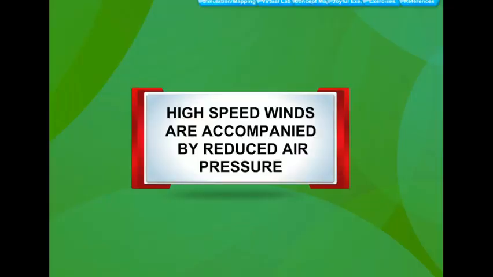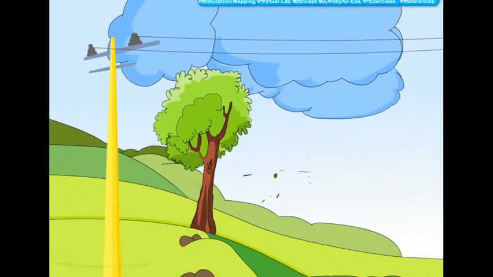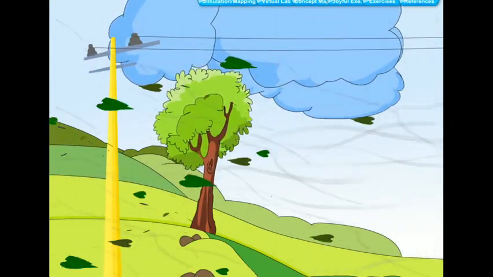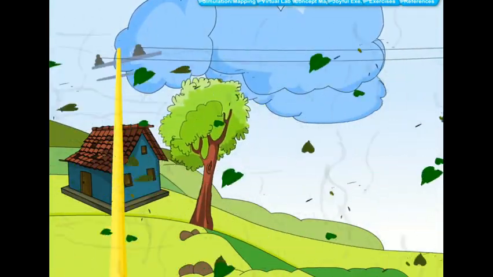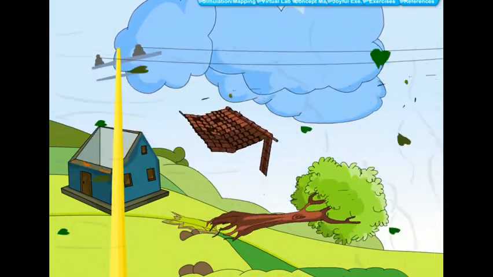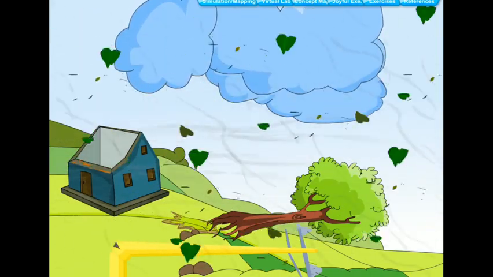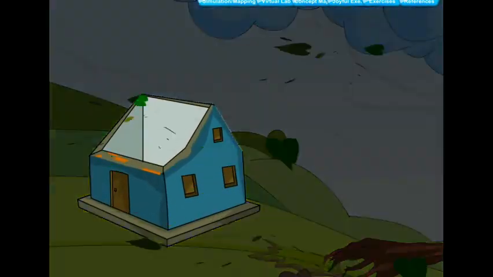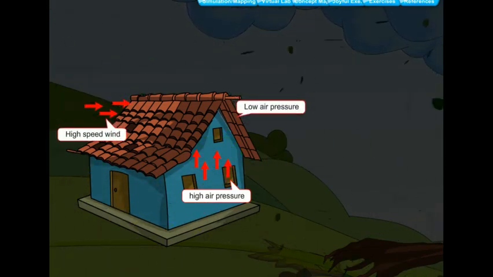Moving air is called wind. It has been found that fast blowing wind creates a region of low pressure. When the wind speed is very high, the roofs of huts or the tin sheet roofs of the godown are blown off. This is because when the high-speed winds blow over the roofs, it reduces the air pressure above the roofs. Thus, the higher air pressure below the roof exerts a large force to lift up the roof, which can be blown away by the fast winds.